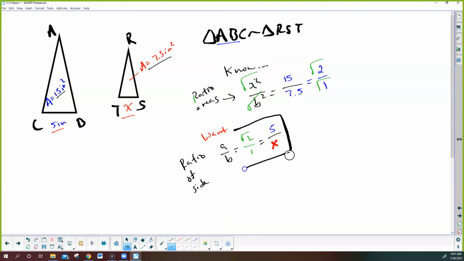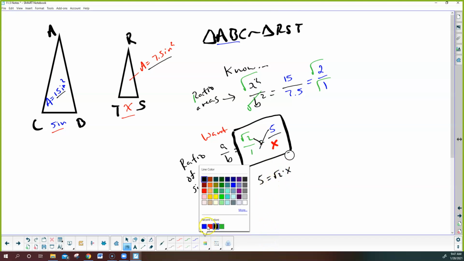And now, this is how I'm going to solve. So what do we do? We cross multiply. 1 times 5 is 5. And if I cross multiply the other way, I get the square root of 2 times x. And this, like I said before, is not super friendly. I believe the one on the test was friendlier. But then I have to divide by the square root of 2.